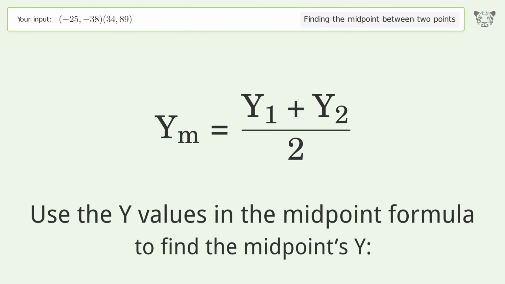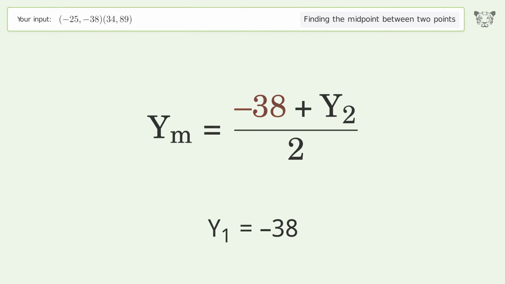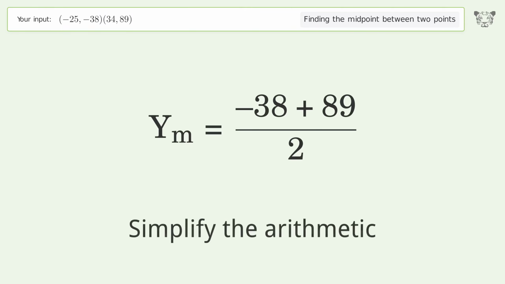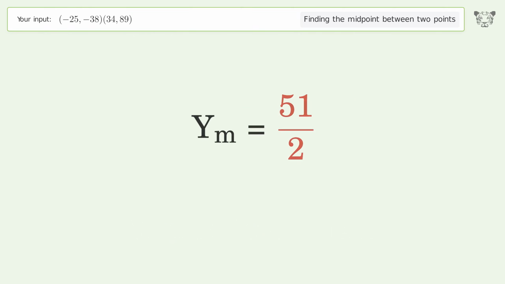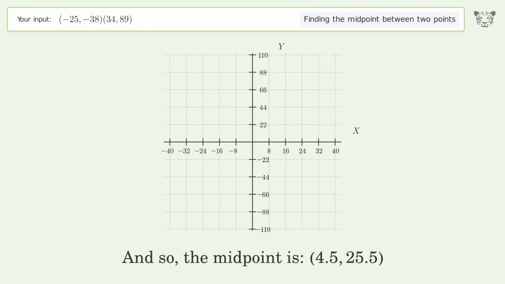Use the y values in the midpoint formula to find the midpoint's y. y1 equals negative 38. y2 equals 89. Simplify the arithmetic. And so, the midpoint is 4.5, 25.5.